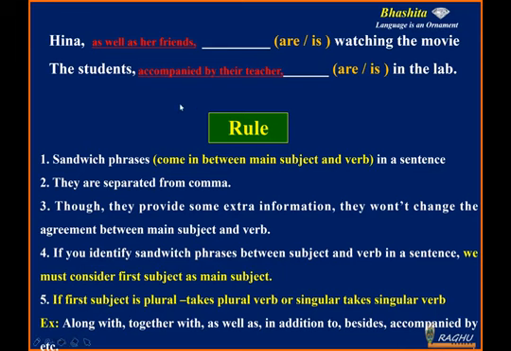Then according to this rule, what may be the right option for the given sentence? To make it very clear, let us remove the sandwich phrase from the given two sentences. So I removed the first one and the second one. Now you can find the right option. Think that there is no sandwich phrase. So identify the right option for the given two sentences here.